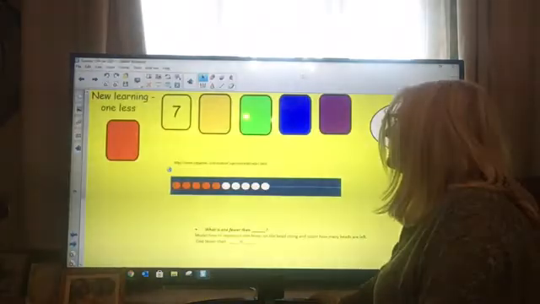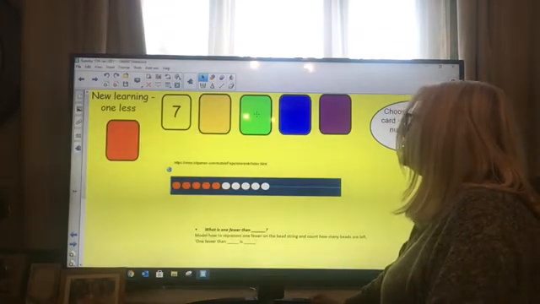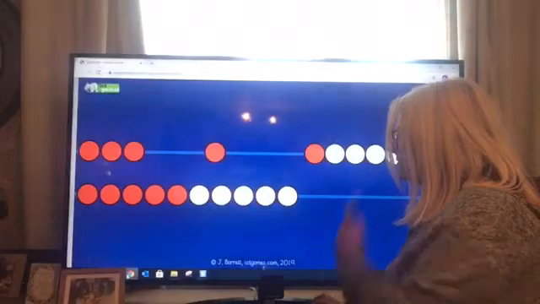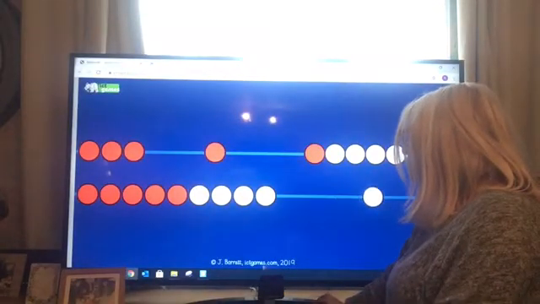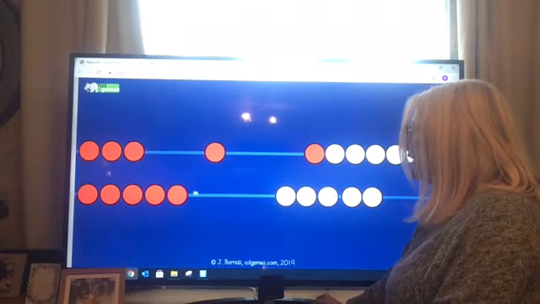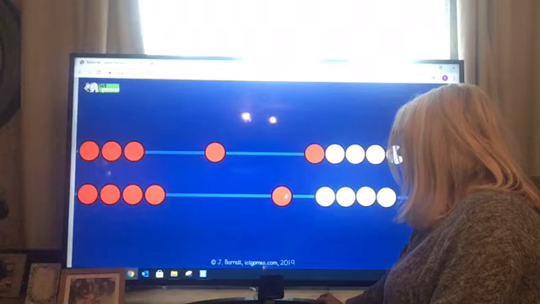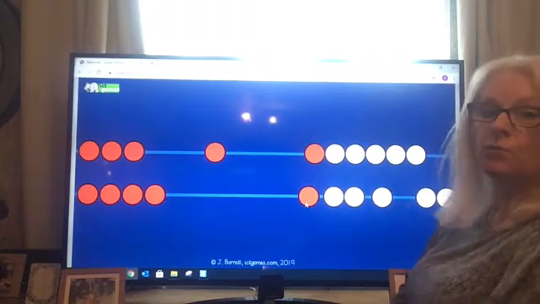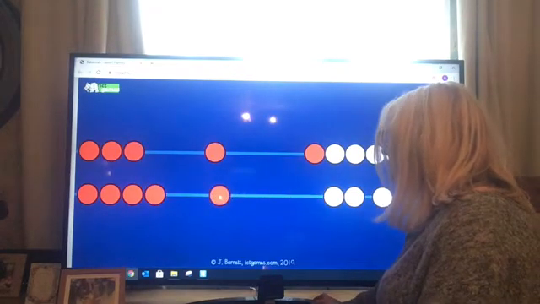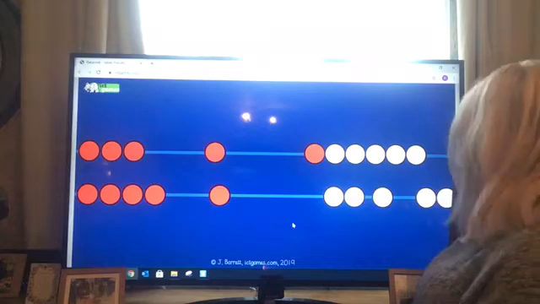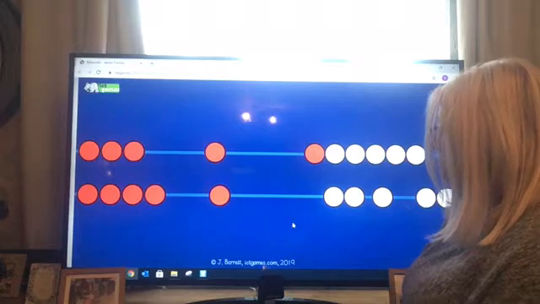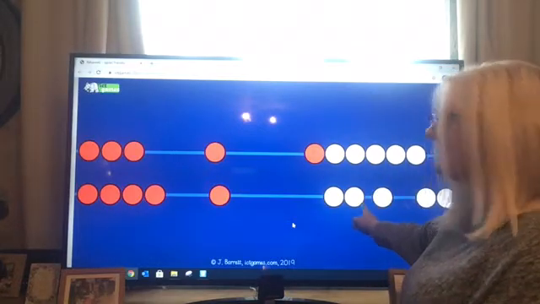Let's have a look at another number. Let's choose the last number. Should we do a green one again? What was that one? 6, wasn't it? Right, let's come down to the bottom bead string and do 1, 2, 3, 4, 5, 6. Brilliant. There's my 6 beads. And I want to find one fewer than 6. So I'm going to take away one of my beads, so it's one fewer, and that leaves me with 1, 2, 3, 4, 5. So one fewer than 6 is 5.